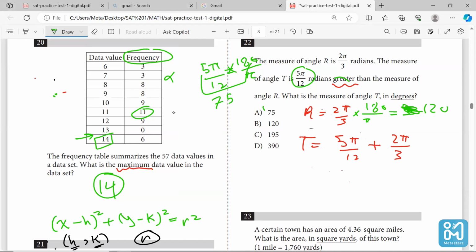Now we have converted everything, and we are ready to solve this one. The angle T is going to be 75 plus 120. So my answer is going to be 195. This is my answer.